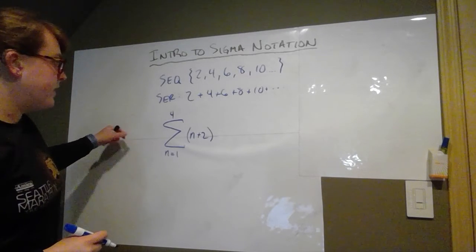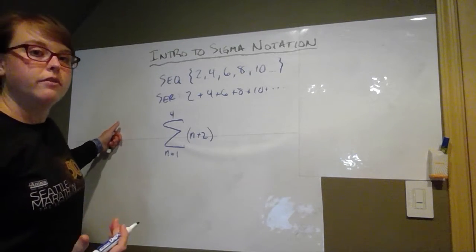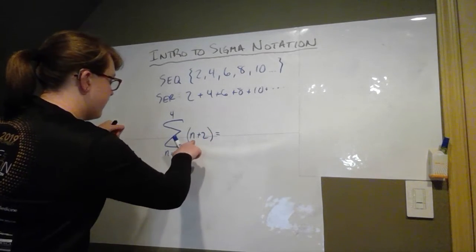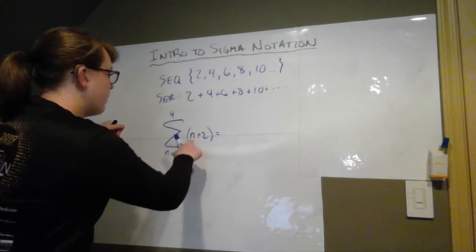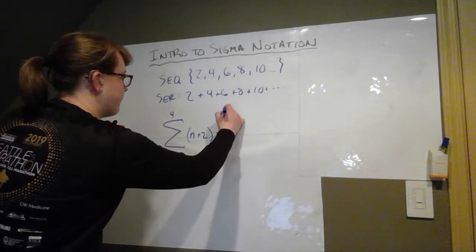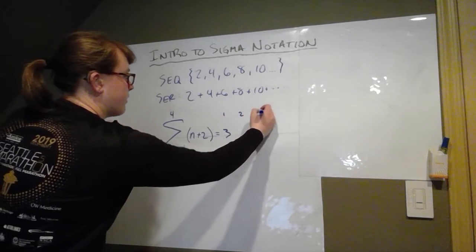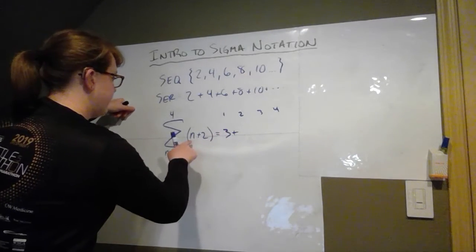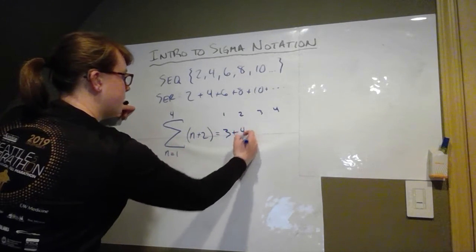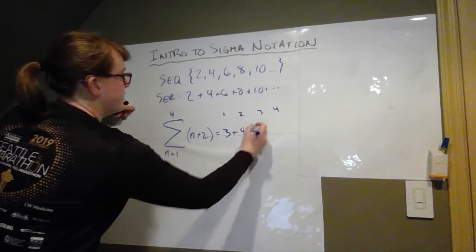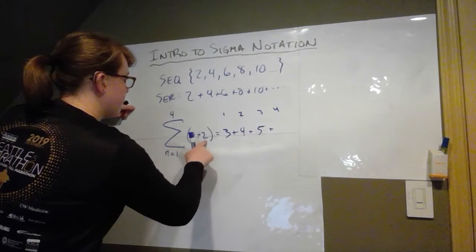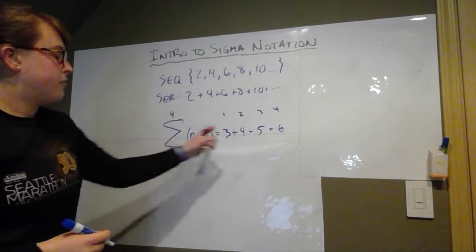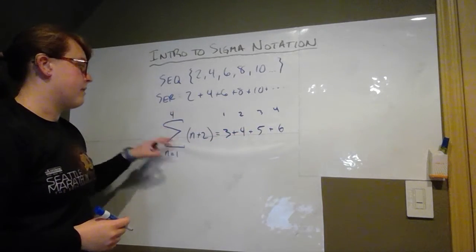To figure out what this sum is, one thing you could do is go, okay, the first thing I plug in is 1, since I know n equals 1 is where we start. 1 plus 2 is 3. So that would be my first term. Then second term, third term, fourth term, since we're only going up to 4. My second term would be 2 plus 2, which is 4. My third term would be 3 plus 2, which is 5. My fourth term would be 4 plus 2, which is 6. Okay, so this would be how I would find the sum of this series.